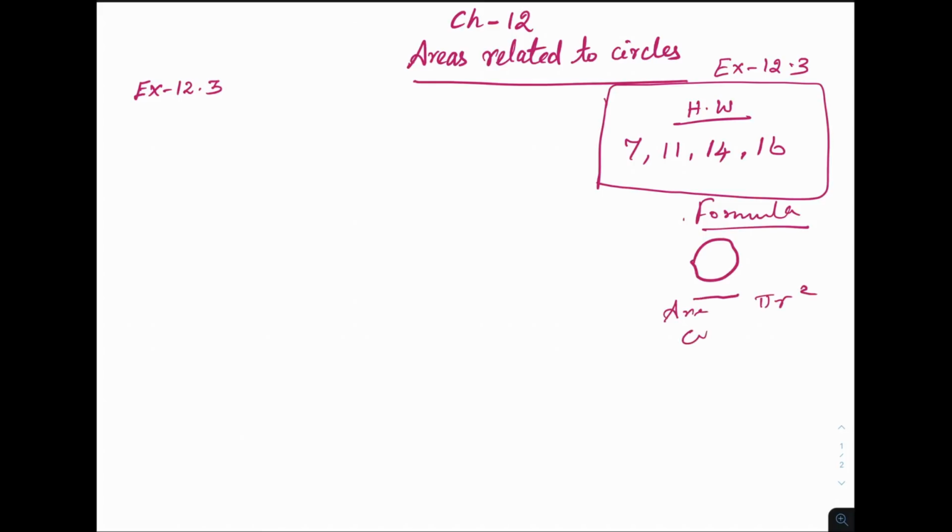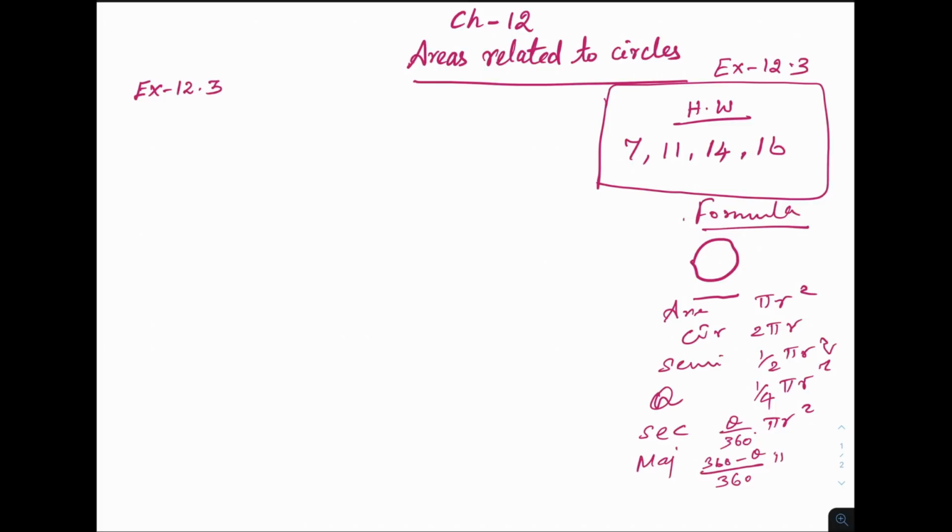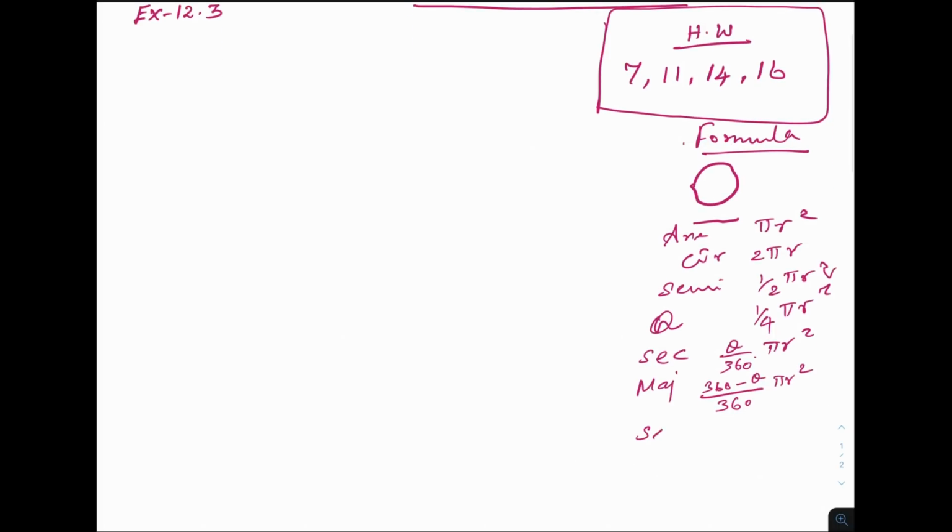Pi r square. Circumference you need to know, that is 2 pi r. And a semicircle's area is 1 by 2 pi r square. And quadrant, that is a quarter, 1/4 of a circle, that is 1 by 4 pi r square. Then minor sector is theta by 360 into pi r square, and major sector we know is 360 minus theta by 360 into pi r square. And then segment, that is area of sector minus area of triangle.